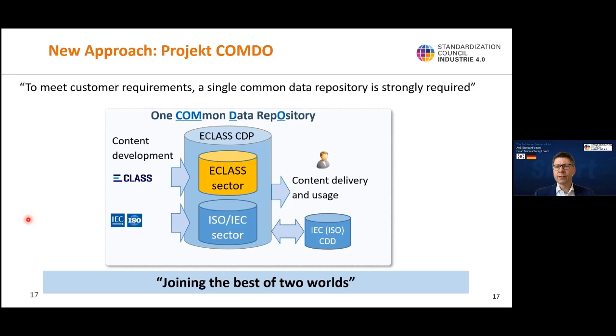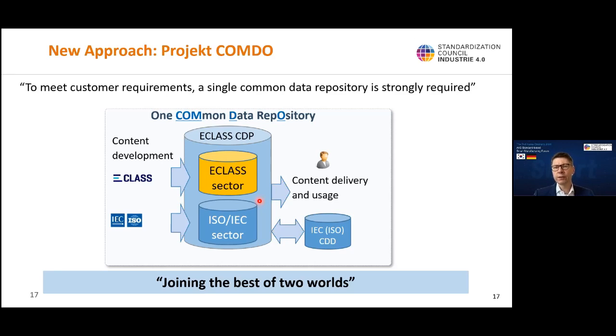And here it is illustrated, but of course very simplified. It means we will probably have one common database with one central interface for content delivery and usage. And within this, you have two different sectors, one for the E-class data and one sector for the ISO and IEC sector. Here I say explicitly ISO and IEC because ISO is also developing content for CDD.